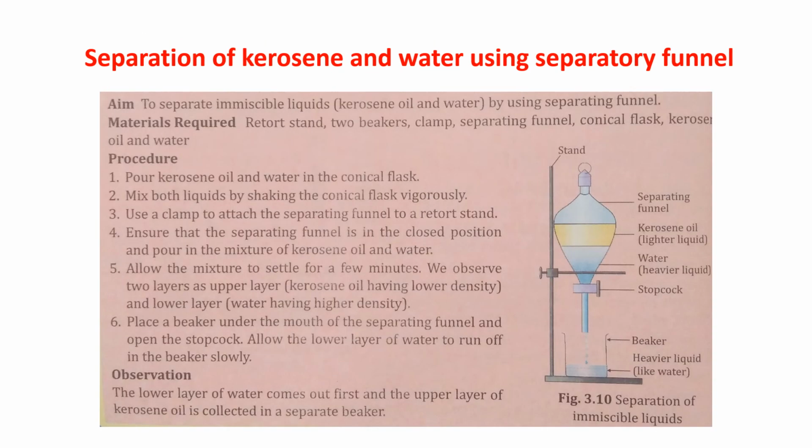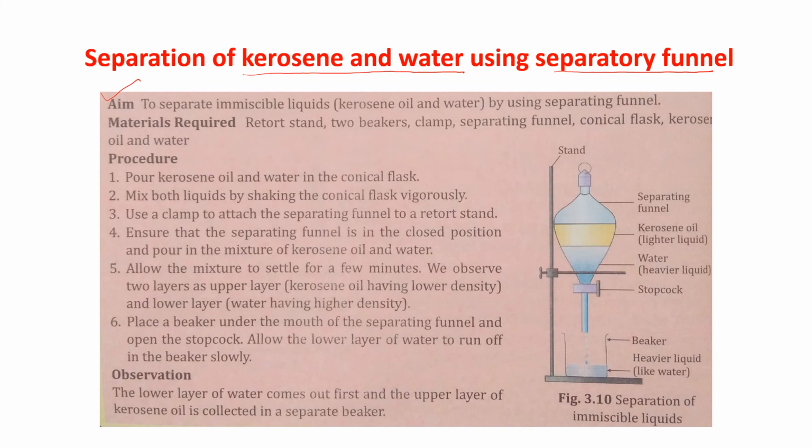Now see, this is another experiment to separate kerosene and water. As you know, kerosene and water are two immiscible liquids. So naturally we have to use a separating funnel. Now what is the aim? Like this you have to write: to separate immiscible liquids, that is kerosene oil and water. Materials required. What are the materials required? That is written here. Now what is the procedure?